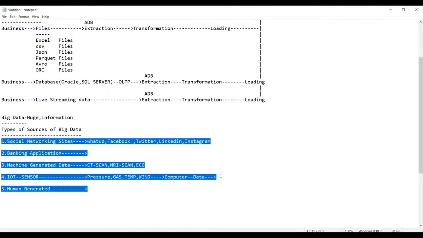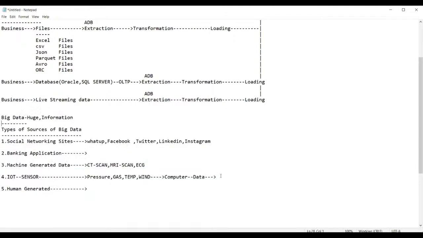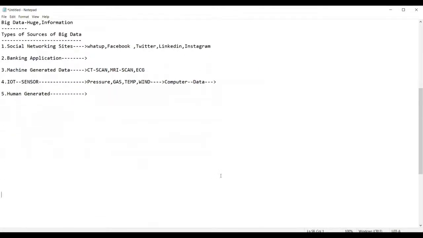But guys, this big data has some categories. That means we can say types of big data. We can have various types of big data. So now I will say types of data. What are the types of big data? Generally you will have the following types. The first type of big data which you can consider is called structured data.